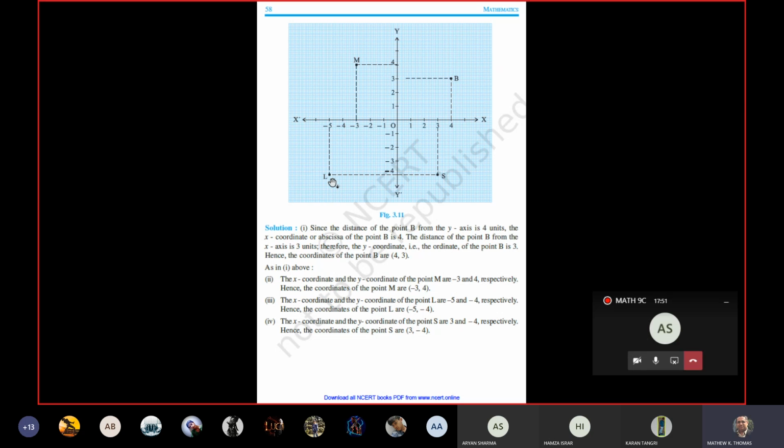So what is the ordinate of L? Minus 4. And the abscissa of L is? Minus 5. Okay, so you should be clear what is abscissa and what is ordinate.